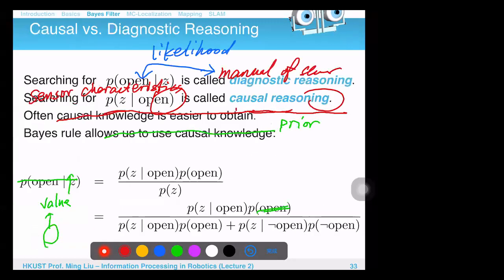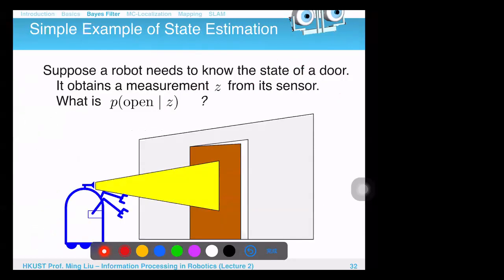What does it mean? It means we have two sensors on the robot, right? One is Z1, the other is Z2. Maybe Z1 is a camera, Z2 is a LiDAR, right? They're made from different natures of the sensor.